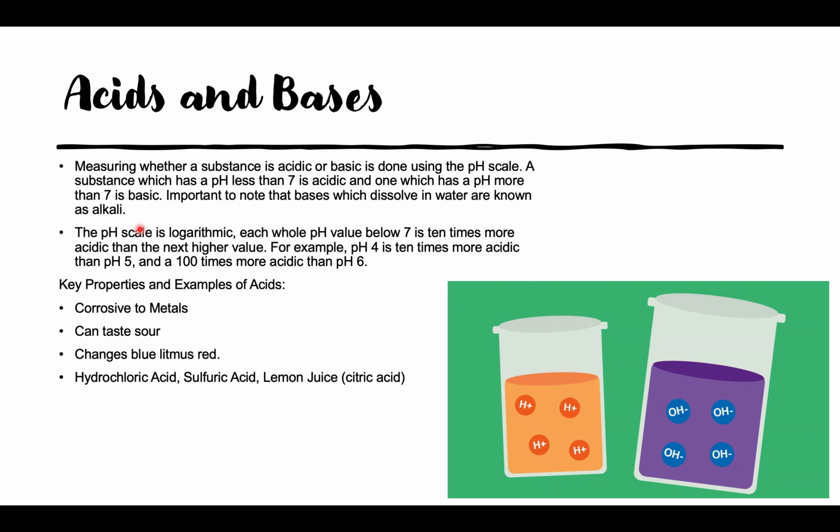Now, here are the key properties and examples of acids. They're corrosive to metals, they can taste sour, they change blue litmus paper red, and examples include hydrochloric acid, sulfuric acid, and lemon juice, which contains citric acid. Now, the key properties of bases: they are slippery, they change red litmus paper blue, and they are often used in cleaners, so many of the soaps you use at home are composed of basic substances, basic in this case referring to the fact that they have a pH higher than 7. A common example is sodium hydroxide.